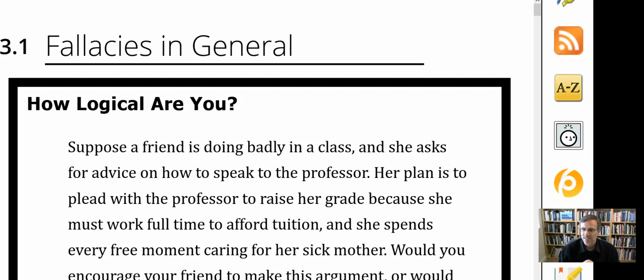So this is Philosophy 6 at Las Positas College. I thought I would start by giving you a quick introduction to section 3.1 in the Hurley on fallacies in general.